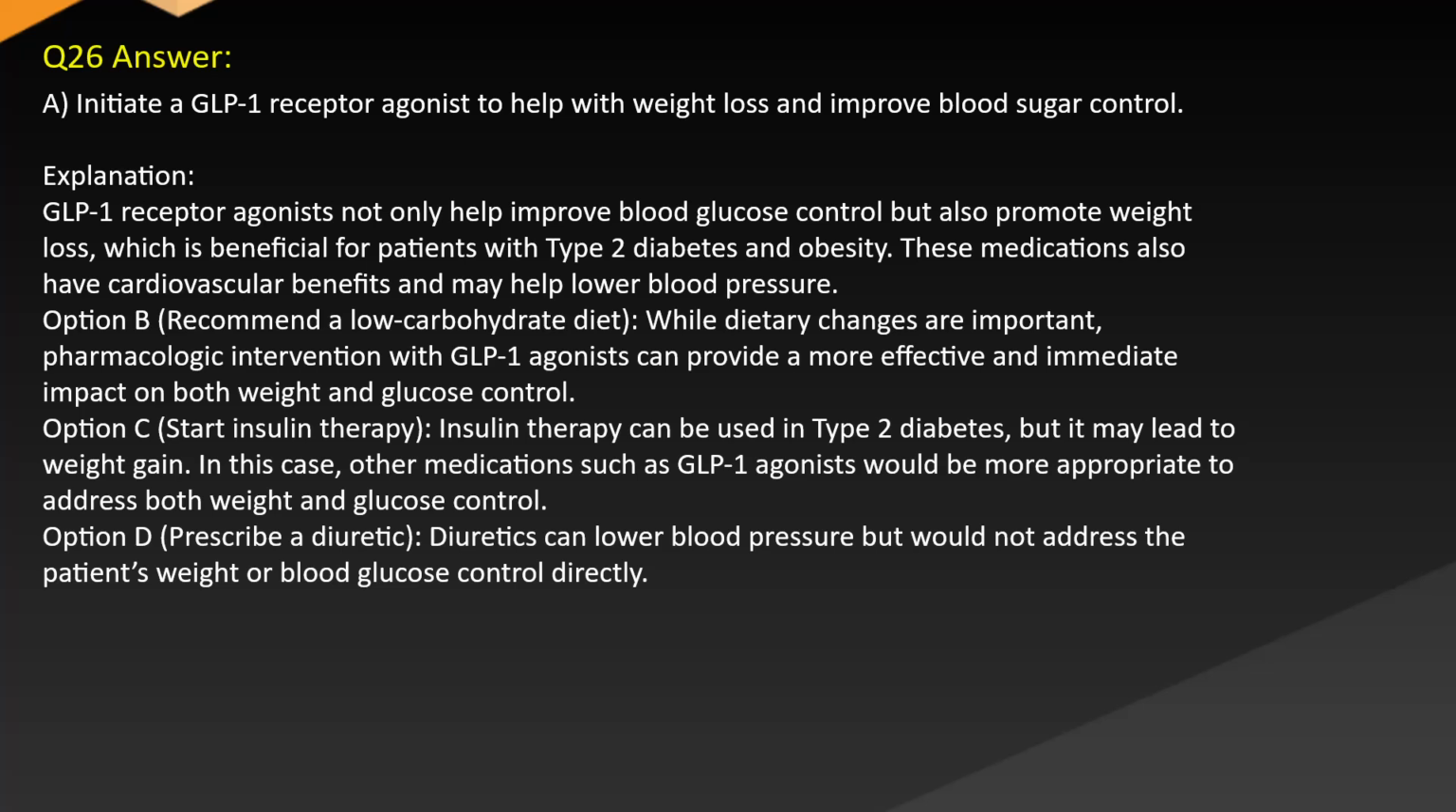Option C. Start insulin therapy. Insulin therapy can be used in type 2 diabetes, but it may lead to weight gain. In this case, other medications such as GLP-1 agonists would be more appropriate to address both weight and glucose control. Option D. Prescribe a diuretic. Diuretics can lower blood pressure but would not address the patient's weight or blood glucose control directly.